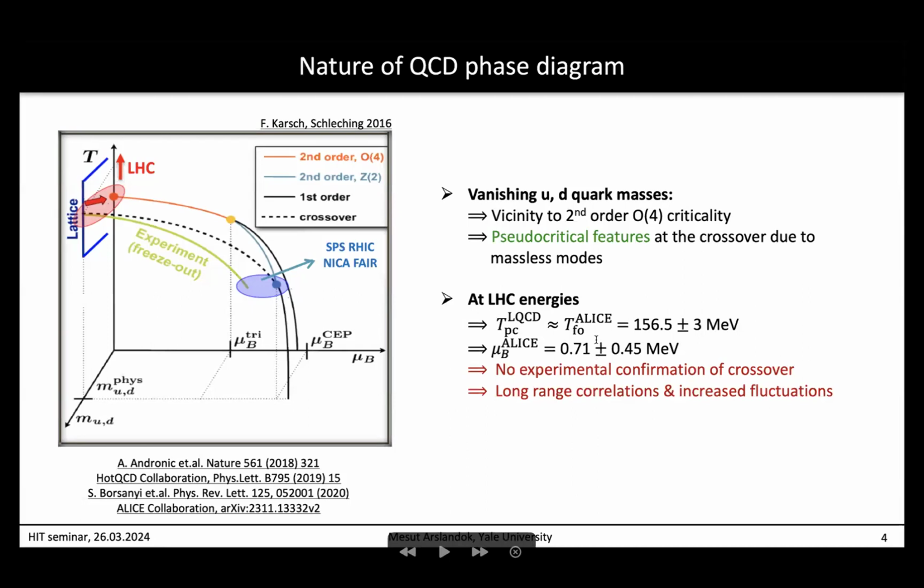So these two things are kind of encouraging, and the goal is: can we really claim a kind of crossover, because it is experimentally not proven. The signals that we would expect to see are very long correlations, because of the correlation length, this is one input, and the other thing is increased fluctuations. Because if you are very close to a phase transition, small changes in your temperature and pressure would lead to large fluctuations in the particle density, for instance.